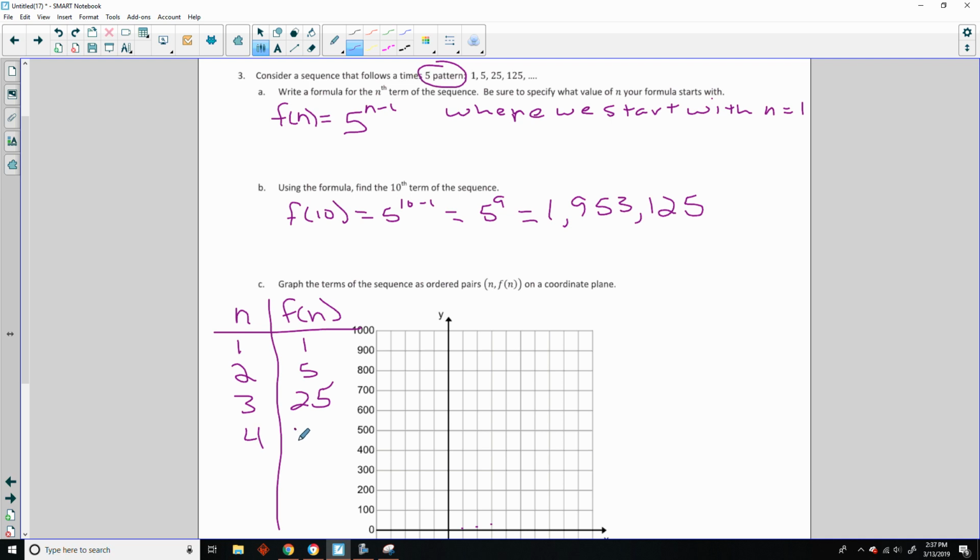And then 4 was 125. So 4 is here, 100 and a quarter of the way up would be here. And then 5 would be 5 to the 4th, which is 625. So then 5 would be 6 and a quarter, which is right about here. And then it just starts growing really fast. As you can see, the 9th power is 1,900,000, and this only goes up to 1,000. So that's where I'm going to stop graphing, because I'm going to be off the grid with the next one, which is 5 to the 5th.